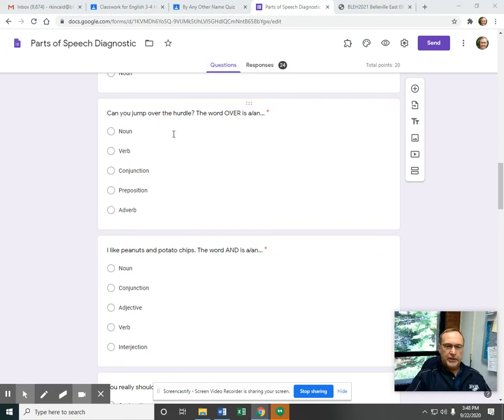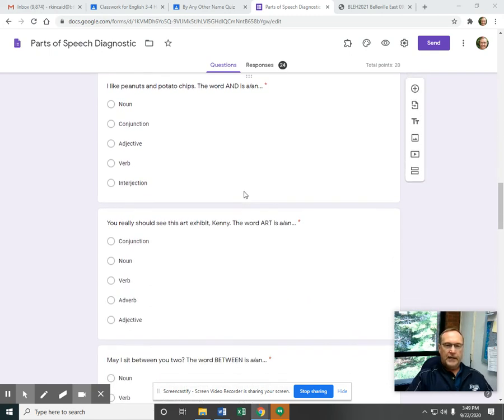And so there are two objects, and the preposition shows the relationship of those objects to each other. I like peanuts and potato chips. The word and is a conjunction.